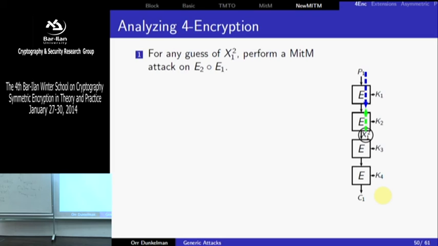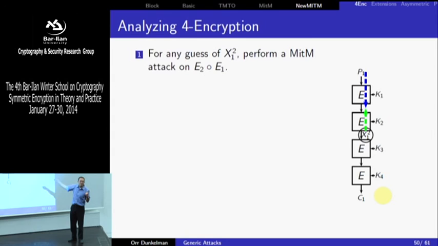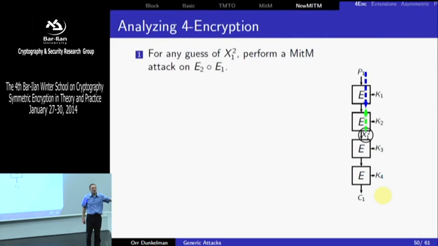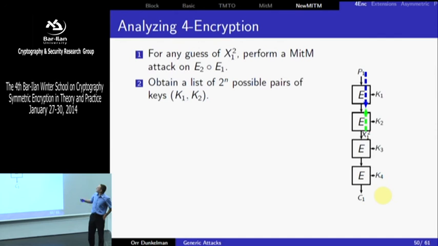You will get, for this specific x value, 2 to the n keys which are consistent with the encryption of p1 going to this x, and you find these 2 to the n candidate keys in complexity 2 to the n. This is a standard meet in the middle attack. Okay, so I have this list of 2 to the n, k1, k2.